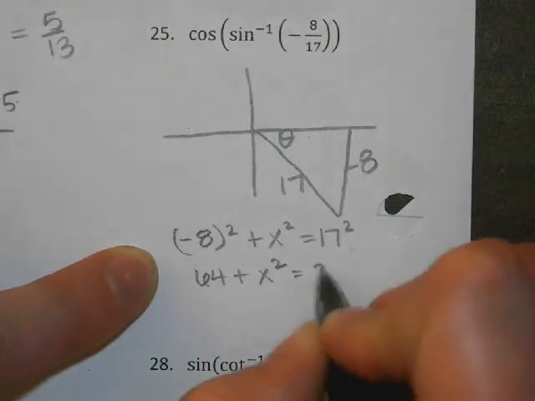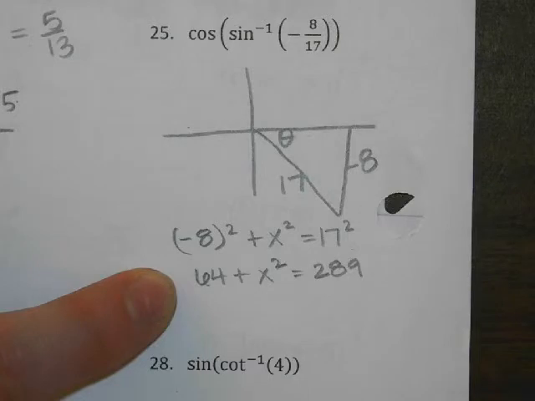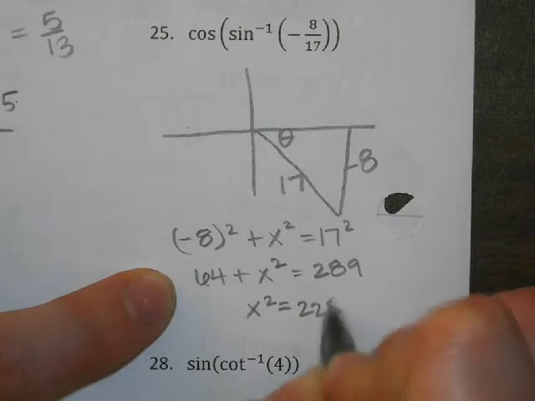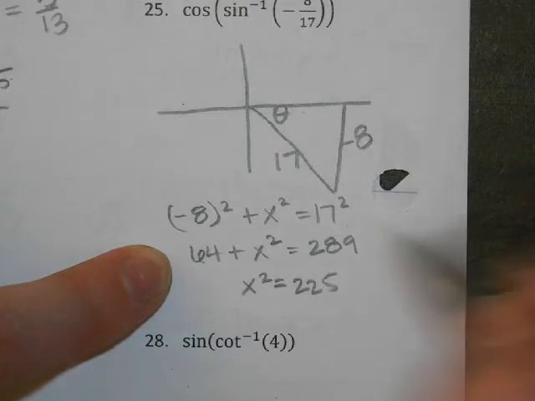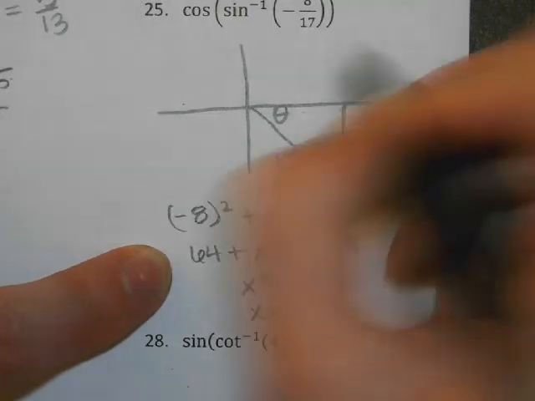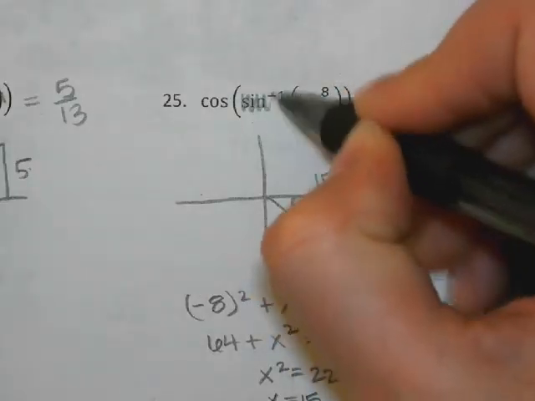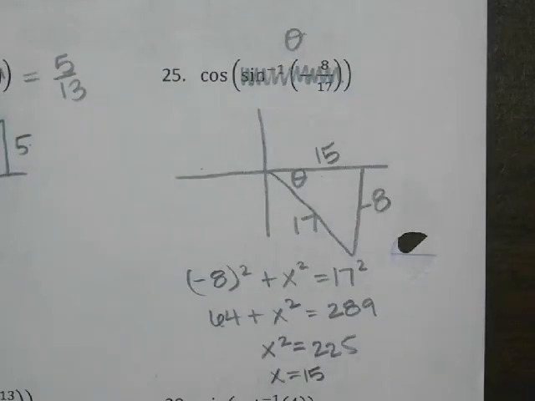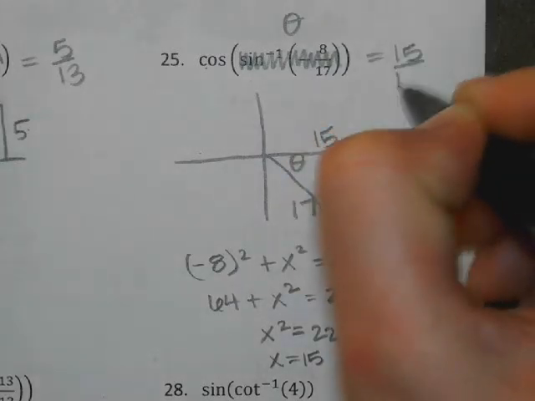It is 289. Okay, so then we can go ahead and subtract the 64 over. X squared equals 225. And it is 15. So that is another one of those Pythagorean triples. Okay, so the angle that they were talking about was theta. And now we're going to find cos of theta. 15 over 17. Okay.